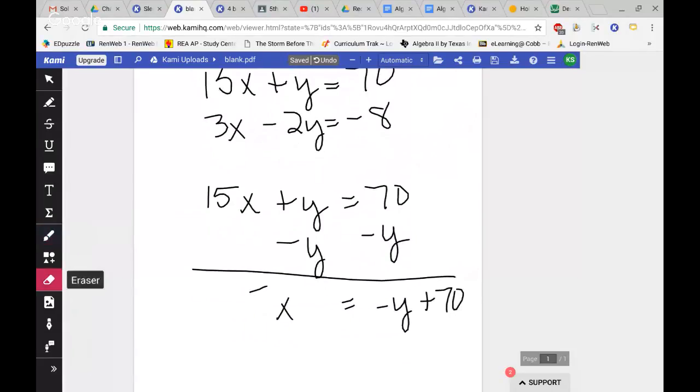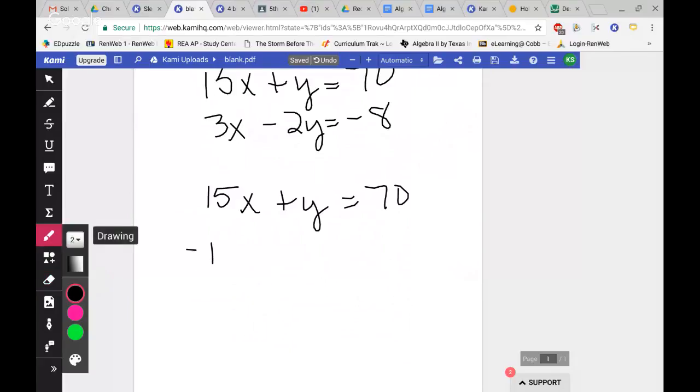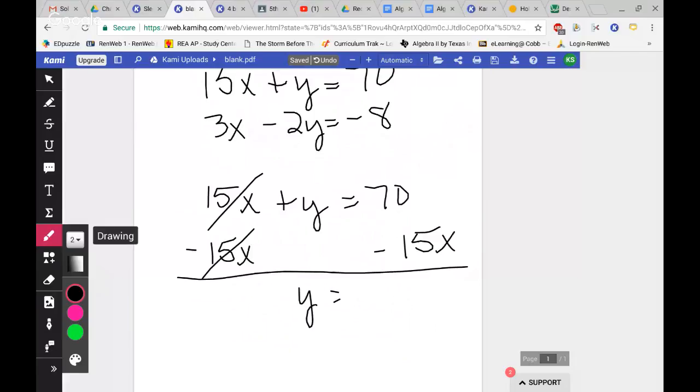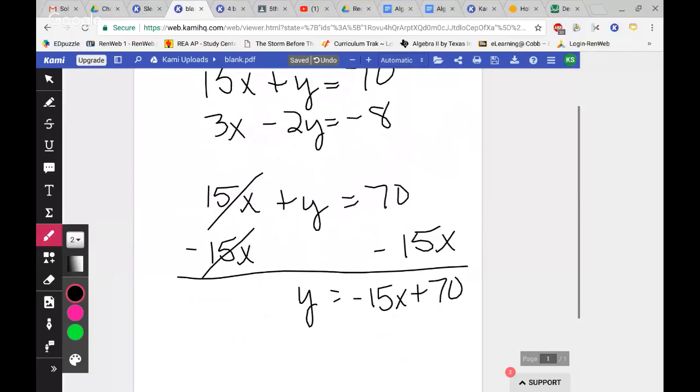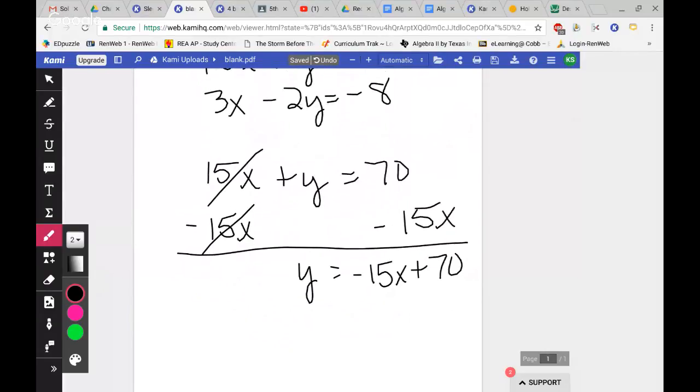I meant to subtract the y from the other side. You want to get the y by itself, so subtract the 15x? Okay, I got you. So that would give us this. Like that. That's what you want? Yes. Perfect. So now anywhere there's a y, I can substitute this negative 15x plus 70.